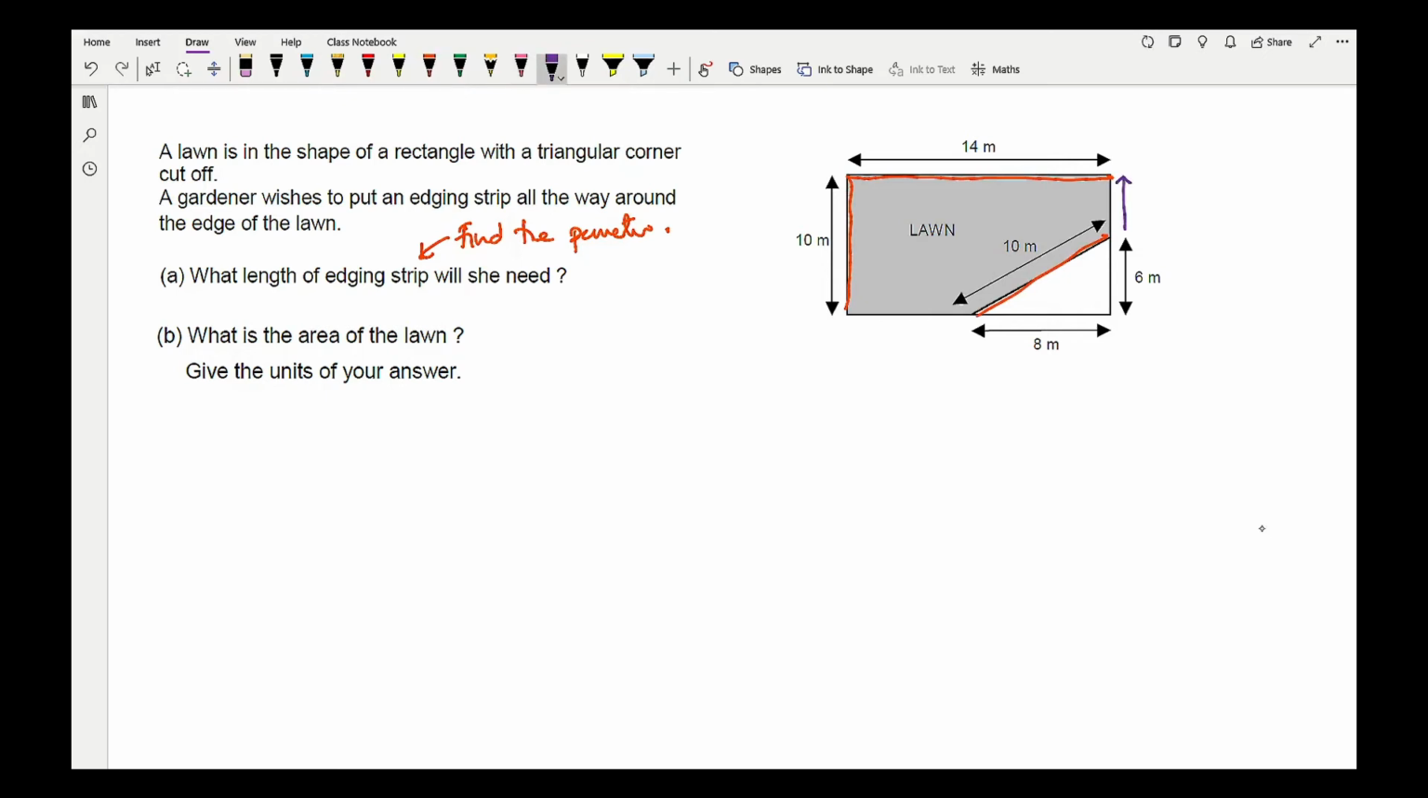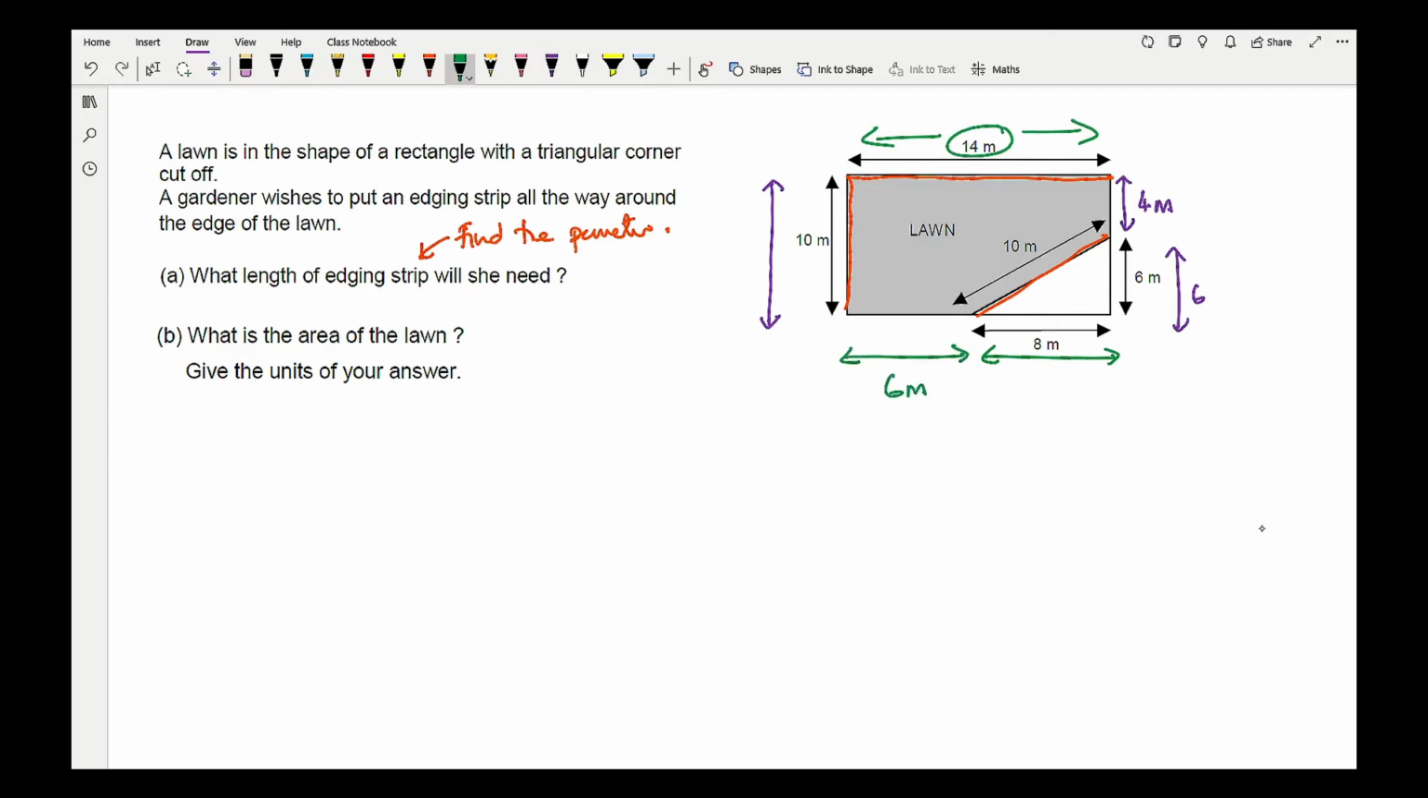So here, I know that the total length of this needs to be 10, and this bit here is 6. So what plus 6 gives you 10? Well, that means that must be 4. And likewise, looking at the top length, which is 14, if this bit here is 8, what plus 8 gives you 14? Well, that's going to be 6.